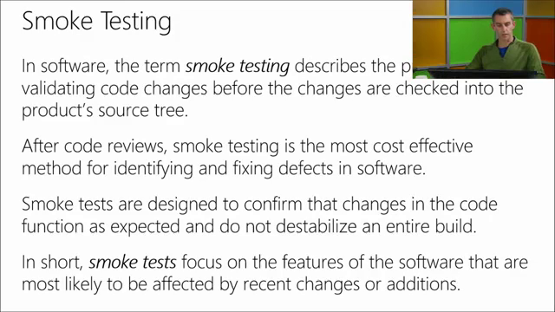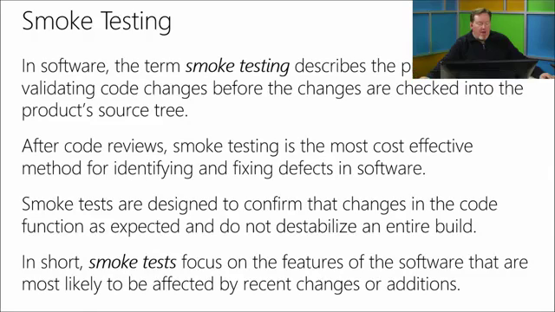So we'll start with smoke testing. The term smoke test describes the process of validating the code changes before the changes are checked into the product source tree. So essentially what that means is the developer feels like he's got his stuff ready to check in, right before he checks it in, and he runs a smoke test.